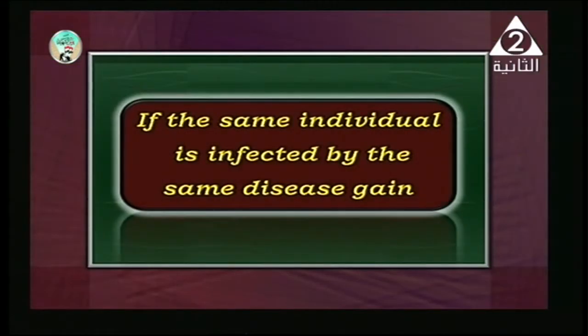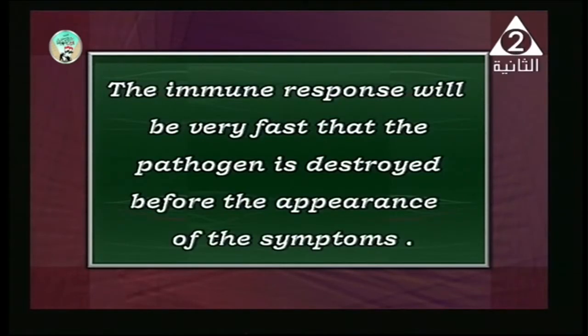The secondary immune response: if the same individual is infected by the same disease again, what will happen? We need here to lessen the time of infection and at the same time the time of healing. The immune response will be very fast, so that the pathogen is destroyed before the appearance of the symptoms. That is what happens in the second stage.